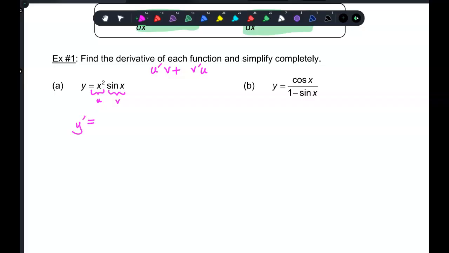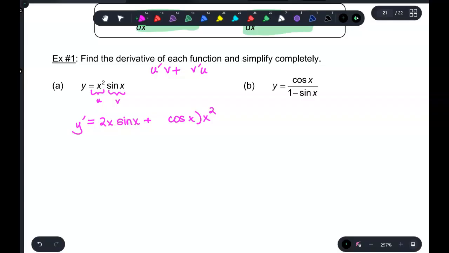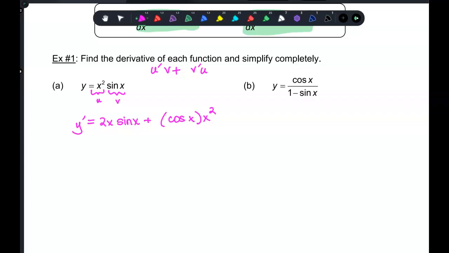So y prime. So derivative, so u prime. The derivative of x squared is going to be 2x times sine x. Then what? V prime is negative cosine x times x squared. Oh, cosine, yeah. Oh my gosh, I just talked about being careful with the positives and negatives.